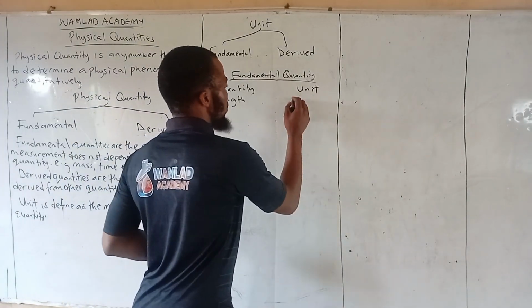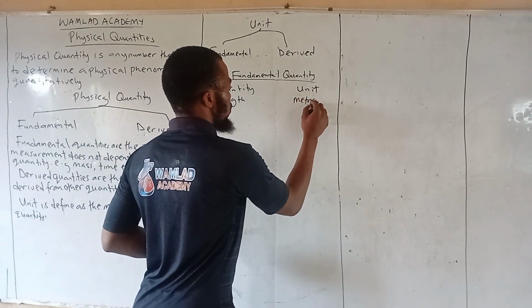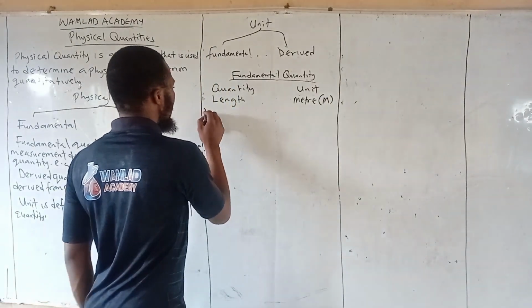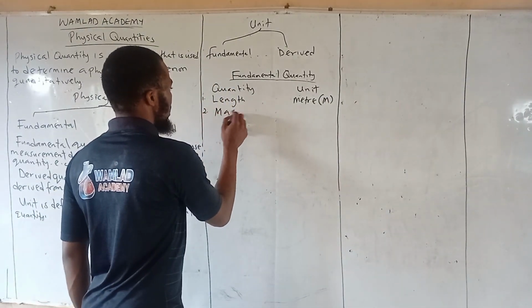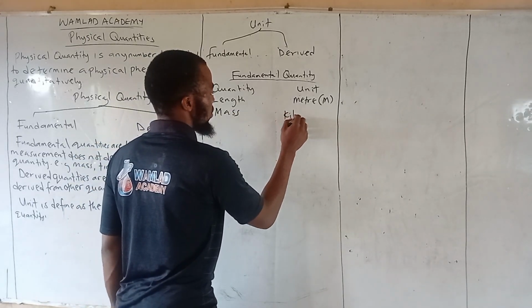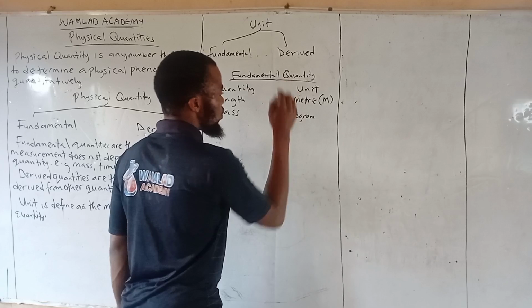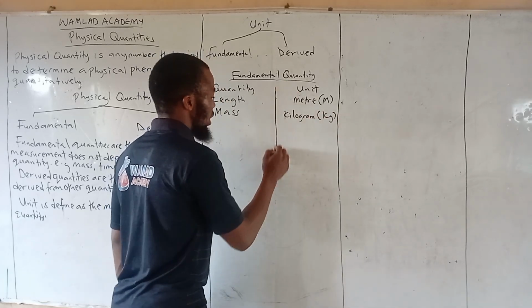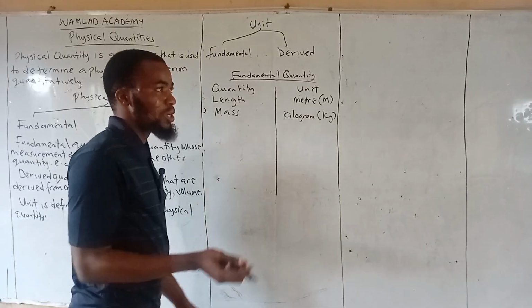Let me write it for meter, which is abbreviated as m. The second one we have is what we call mass. What is the unit of mass? Mass is kilogram, which is abbreviated as kg. So the unit of mass can also be gram, but the SI unit is kilogram.